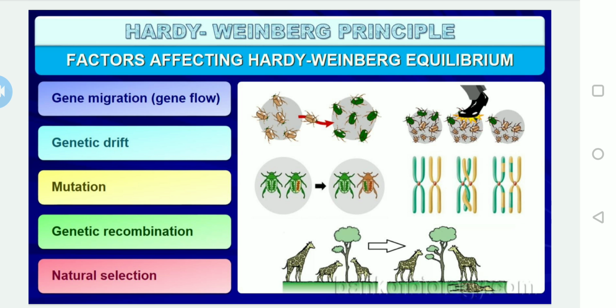Okay, so there are 5 important factors known to affect the Hardy-Weinberg equilibrium. They are as follows. The first one is gene flow, also known as gene migration, and the genetic drift. The next one is mutation. The fourth one is genetic recombination, and the fifth one is natural selection. So these are all the 5 factors which influence or affect the Hardy-Weinberg principle or Hardy-Weinberg equilibrium. Let us discuss one by one what those factors are.